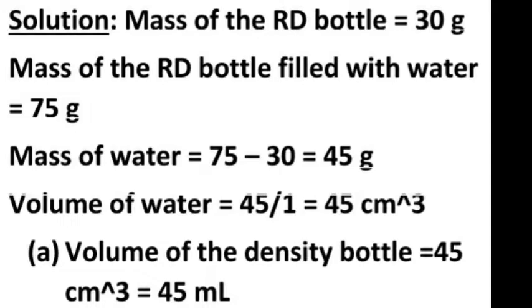Now what is the volume of water? Volume equals mass upon density. Mass is 45 and density is 1 gram per cubic centimeter. So 45 upon 1 means 45 cubic centimeter is the volume of water. And this is the capacity of the density bottle, because it is completely filled with water, and the volume of water is 45 cubic centimeter. So the volume of the density bottle is 45 cubic centimeter or 45 ml.